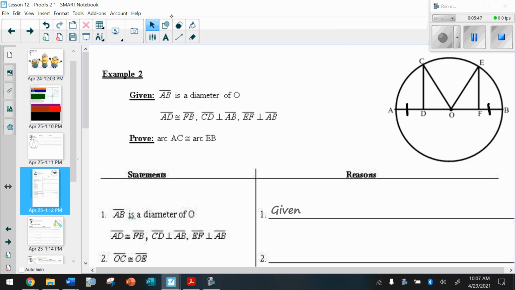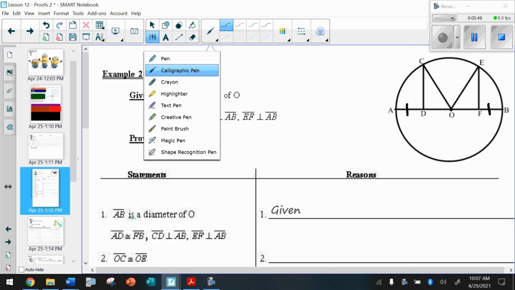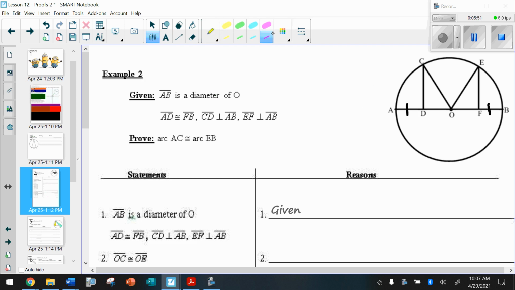Did you know that if two lines are perpendicular to the same line, then they are parallel to each other? You might not have known that. We're not going to use it here, but that's something we could use if we needed it. Two lines that are perpendicular to the same line would be parallel to each other.